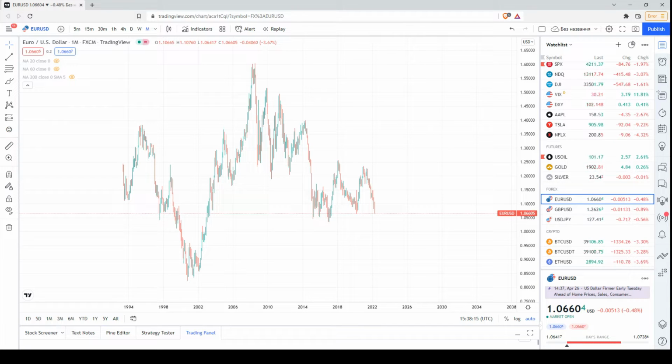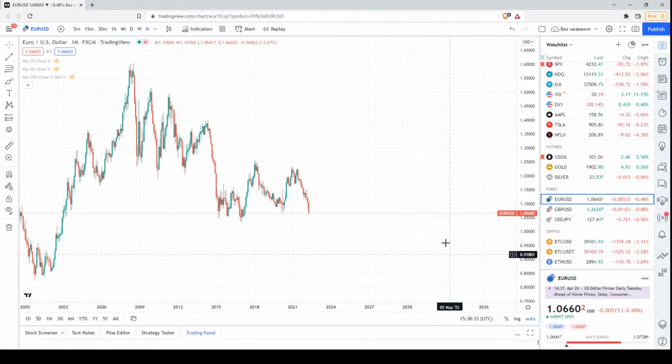Today, let's have a look at the price chart of the Forex currency pair euro dollar. So let's make a small exception. Usually we analyze cryptocurrencies on a regular basis, but today let's analyze the price chart of euro dollar, which is currently trading at the level of 1.0660. So this is the monthly chart.